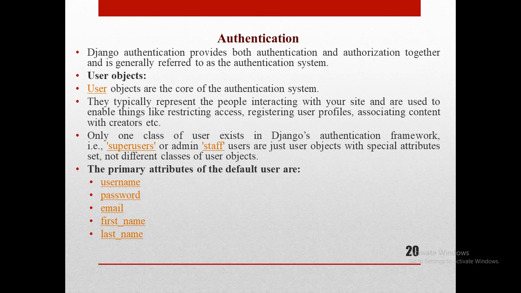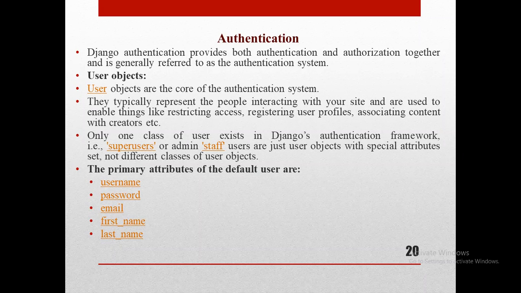User objects typically represent the people interacting with your site and are used to enable things like restricting access, registering user profiles, and associating content with creators. Whenever we create a user, we are restricting that user from accessing files and interacting with your site. So we are going to set some permissions, or authorize, by setting some ID and password for that user.